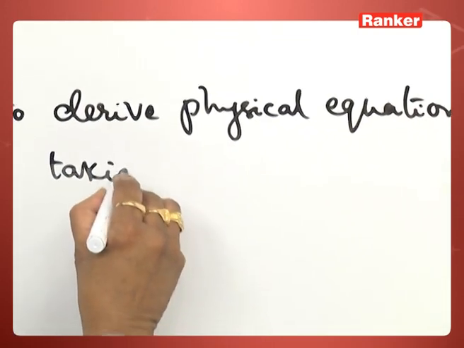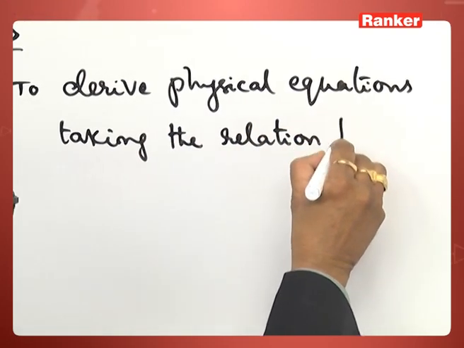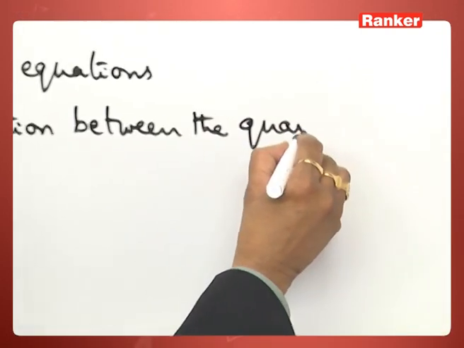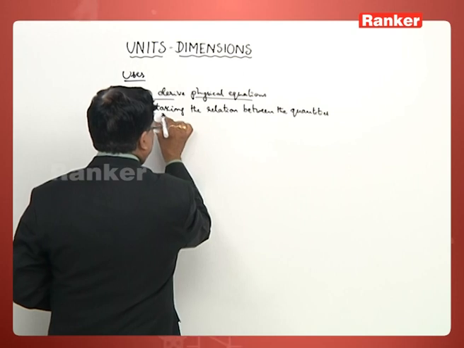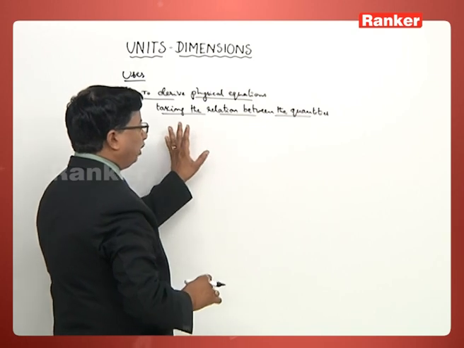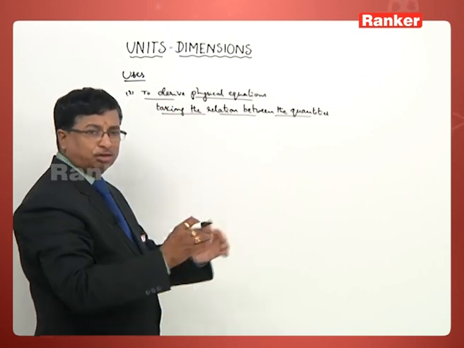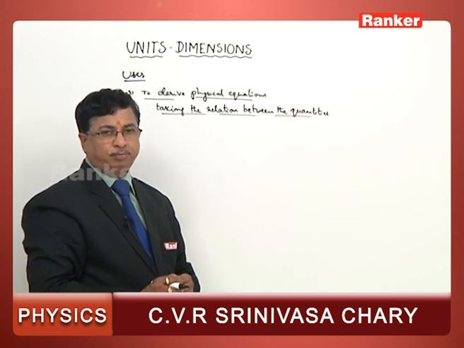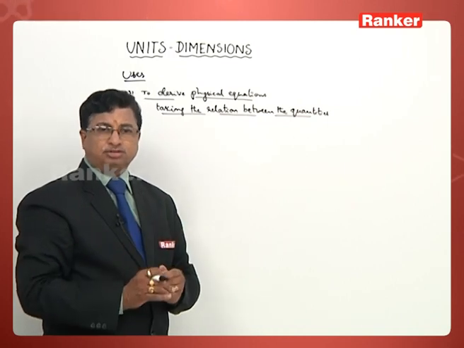To derive physical equations taking the relation between the quantities. Now, this derivation of course we can make by considering dimensional analysis. That is the point we have to understand out of it. So, whenever they come across derivation or the relationship between the physical quantities when we want to derive using dimensional analysis, what is the method they adopt generally?